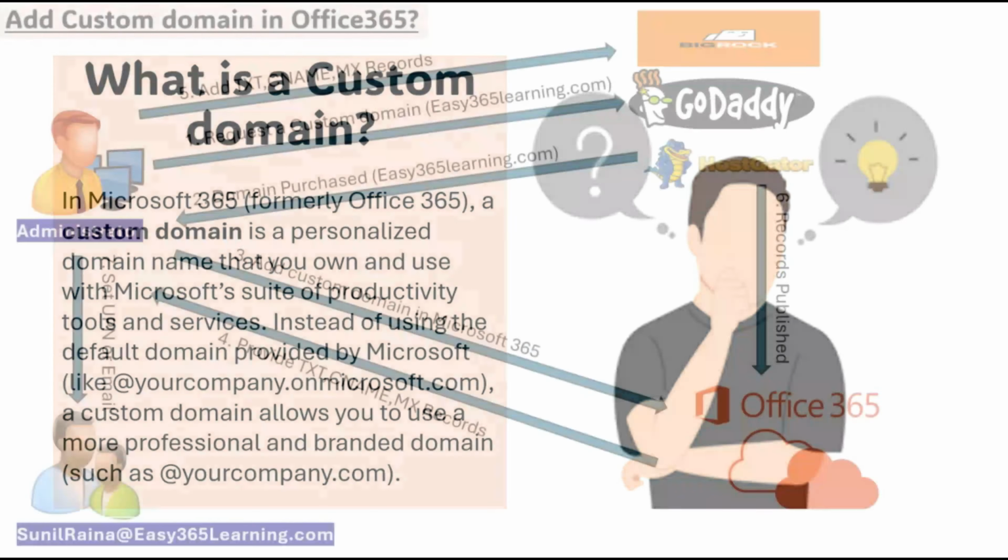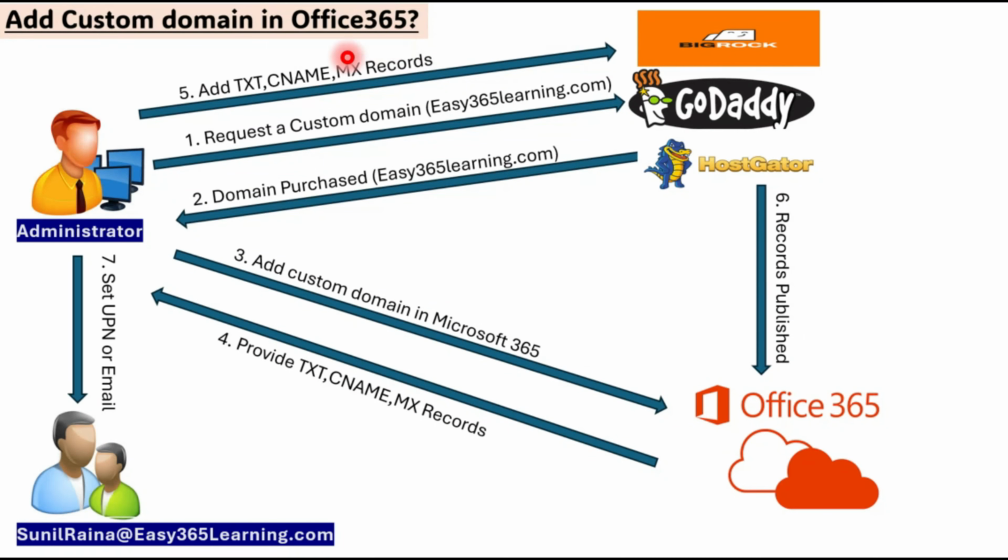Now let's see how a custom domain is added in Office 365. Take this scenario where we have an administrator who is requesting a custom domain, easy365.com, from a DNS registrar. It could be GoDaddy, HostGator, BigRock, or any other DNS host or registrar. The administrator will create an account on any of these DNS registrar websites, and once the account is created, this person will look for this particular domain and see if it's available. And if the domain is available, the administrator will purchase the domain.